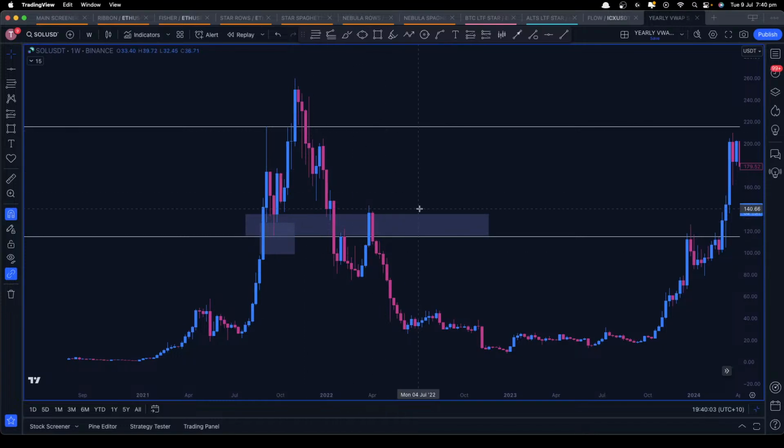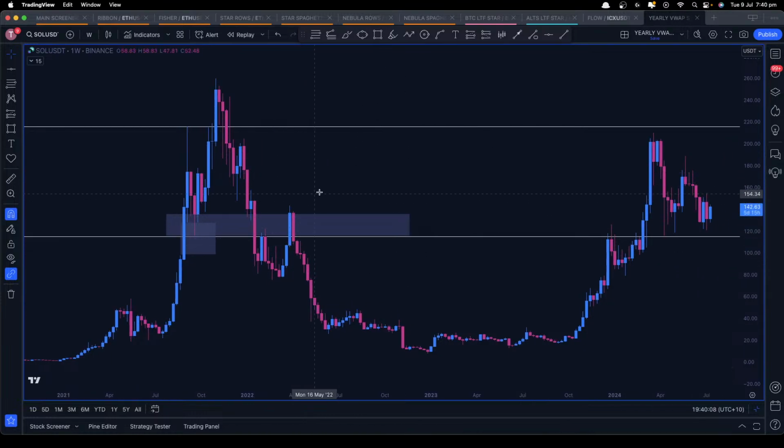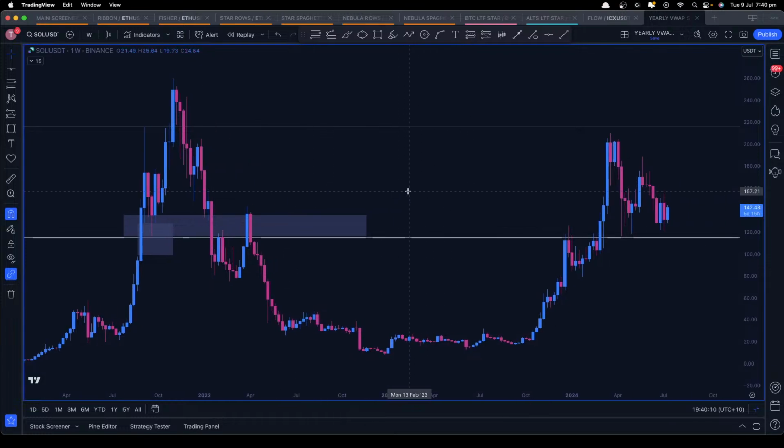Now, reclaims are important as well. This is not a reclaim. Why is it not a reclaim? Because there's no space between the break and hold. So again, you need to think about this in terms of what's happening.